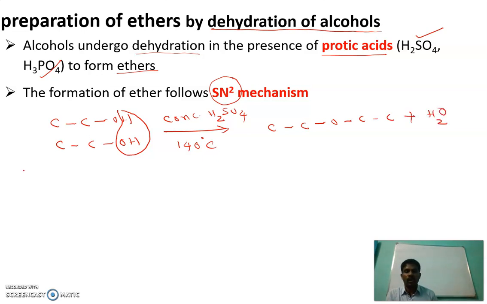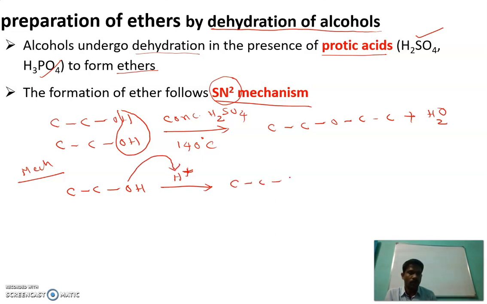Clear? Now let's go for the mechanism of this reaction. We already know that this reaction follows the SN2 mechanism. So the first step in the mechanism is protonation. The first molecule of alcohol will react with acid. Acid can be visualized as H+. So alcohol will undergo protonation to form protonated alcohol.